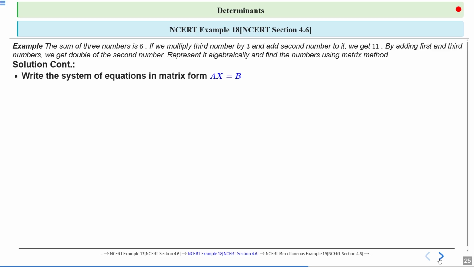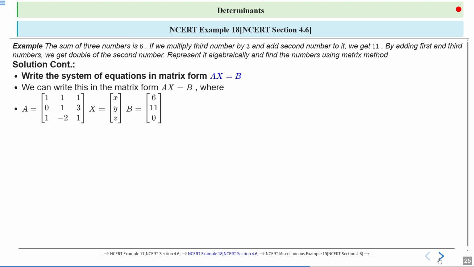Now we write in the second step into matrix form. So matrix form is AX is equal to B, where matrix A is the matrix of coefficients 1, 1, 1, 0, 1, 3, 1, minus 2, 1. The matrix X is equal to x, y, z, and B is equal to 6, 11, 0. You write down the matrix A. We use this matrix A to find the cofactor values and adjoint A to get A inverse. Okay, so just write down the matrix A.